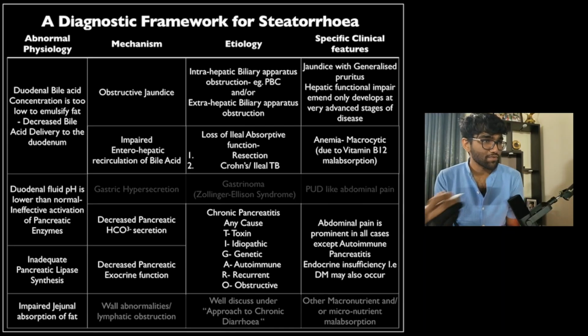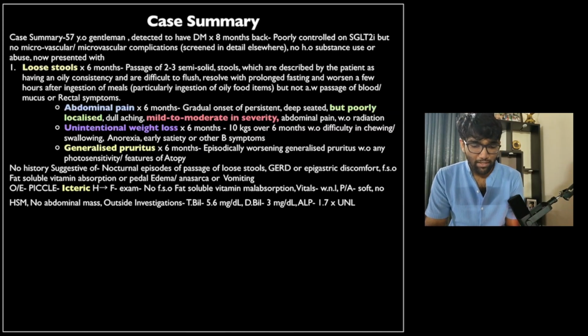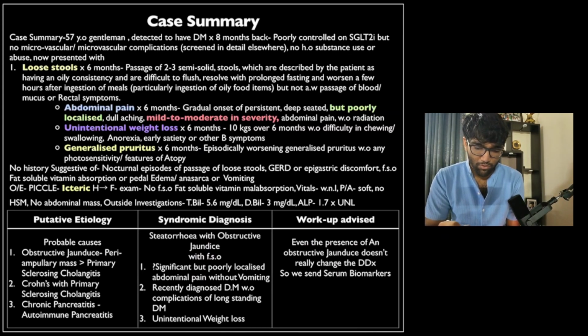And naturally, as we've discussed the pathophysiology and the clinical presentation of autoimmune pancreatitis, this could be chronic pancreatitis if it is autoimmune pancreatitis. Okay, so these are the three differentials that we would entertain. So again, the putative etiology would become obstructive jaundice, say due to a periampullary mass or primary sclerosing cholangitis. It could be Crohn's with primary sclerosing cholangitis coexisting together.